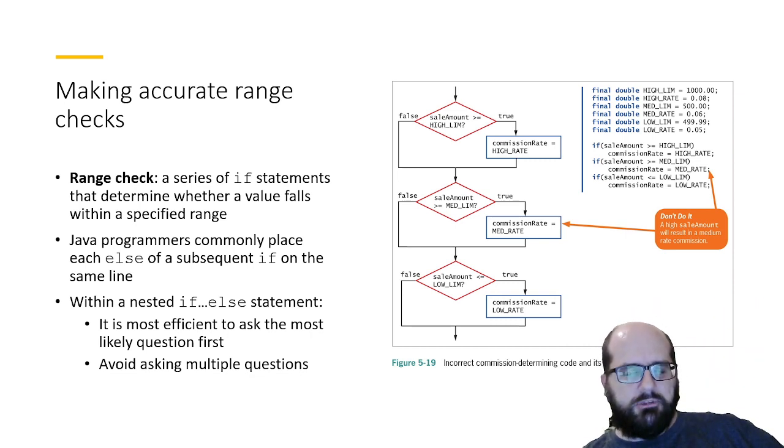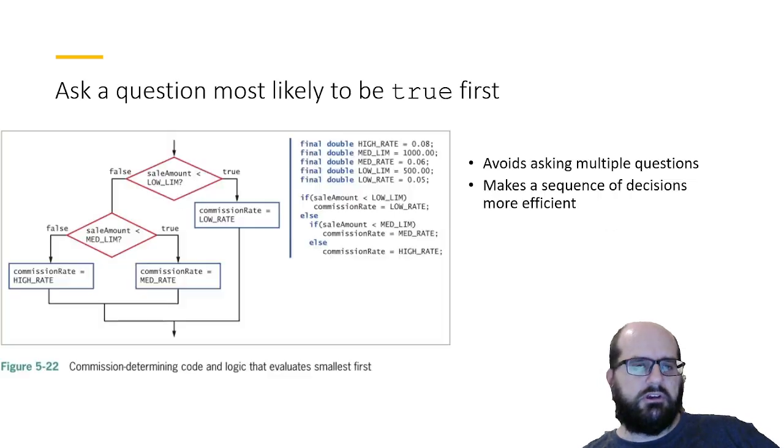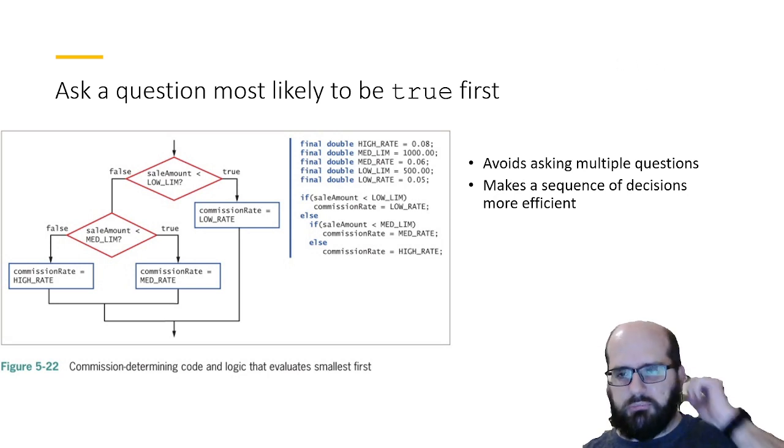Java programmers commonly place each else of a subsequent if on the same line. And within a nested if-else statement, it is most efficient to ask the most likely question first and avoid asking the same questions. Avoid asking multiple questions, right? And you want to start by asking a question that is most likely to be true and then use else statements to pull the rest out.